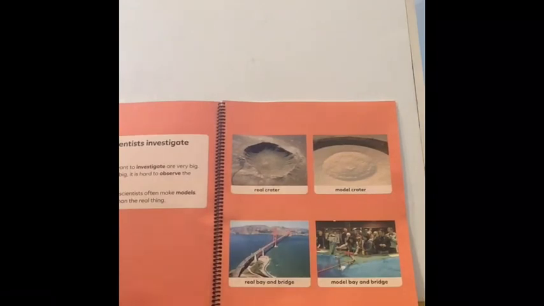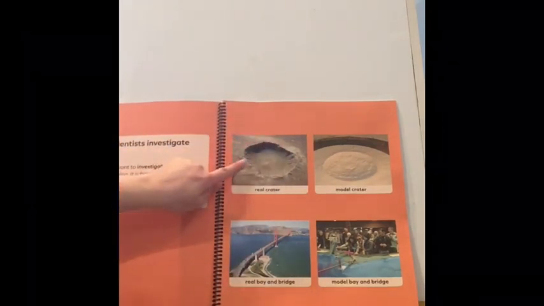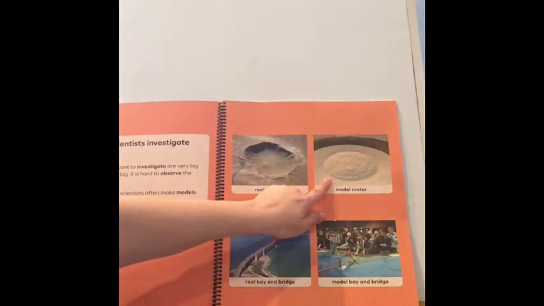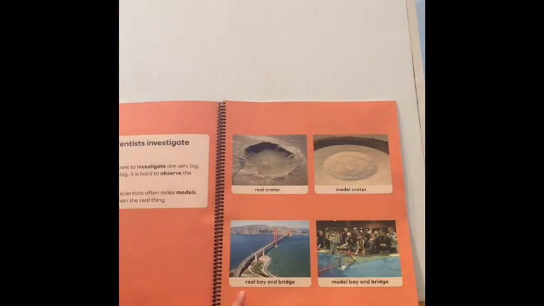Some things scientists want to investigate are very big. When something is very big, it is hard to observe the whole thing at once. To investigate big things, scientists often make models. A model can be smaller than the real thing. So here is a picture of a real crater, and then here is an example of a model of the crater that they can keep in their lab and look at. Here we have the real bay and bridge, and here we have a model of it.